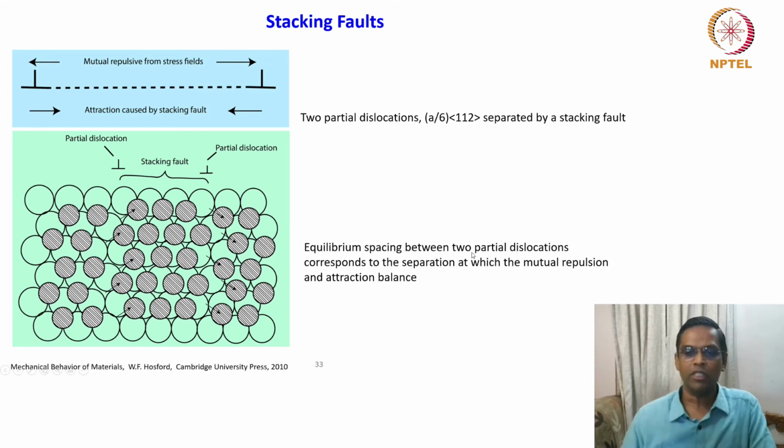The equilibrium spacing between the two partial dislocations corresponds to the separation at which the mutual repulsion and attraction balance. So this is about how these stacking faults are stable. You know that if the repulsive and attractive forces are in balance, then there is some stability. That is all it means.